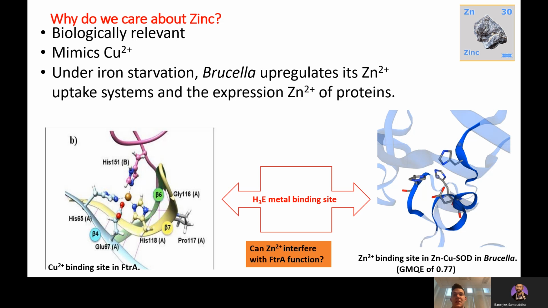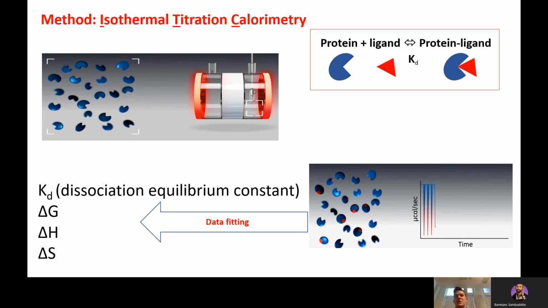Whenever it's under iron starvation, Brucella upregulates zinc uptake systems as well as iron uptake systems. So it's going to have plenty of zinc as well. So in order to answer these questions, the first thing that we utilized was isothermal titration calorimetry, or just ITC. Specifically for this experiment, it's titrating metals into the protein of choice, which is FtrA. Once we did this with zinc to FtrA, we acquired different figures such as the KD, the delta G, the delta H, and delta S. And this just explains how it is binding to the protein.